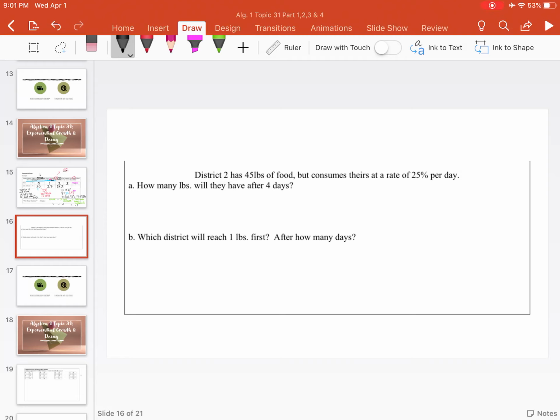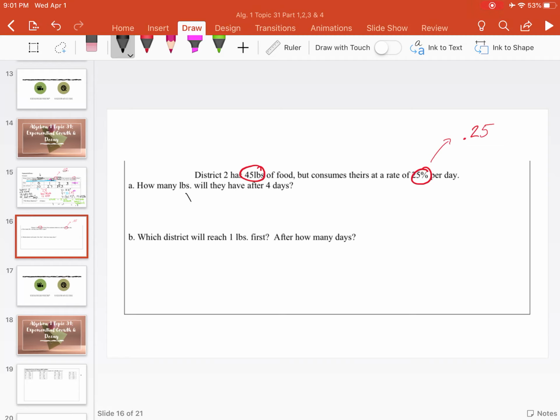Now, specifically here, we have a different district. District 2, ooh, the enemy. They have 45 pounds of food, but they consume theirs at a rate of 25% per day. So how many pounds will they have at the end of 4 days? We want to compare. So here, we know that we have 45 pounds of food, and they decrease at a rate of 25%. So this is 0.25 as a decimal.